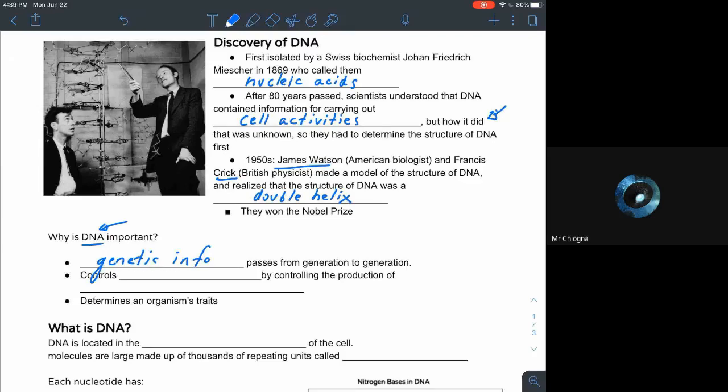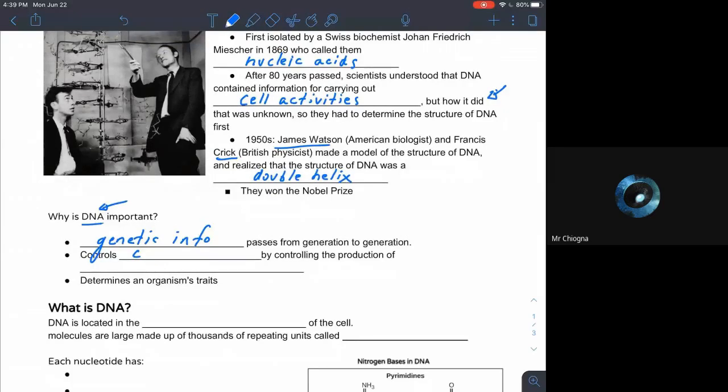So it controls cellular activity by controlling the production, I mentioned it earlier, of proteins and enzymes. Okay, so the protein is used to build up cells that creates tissue, like muscle tissue, and the enzymes are used to carry out functions in the body.